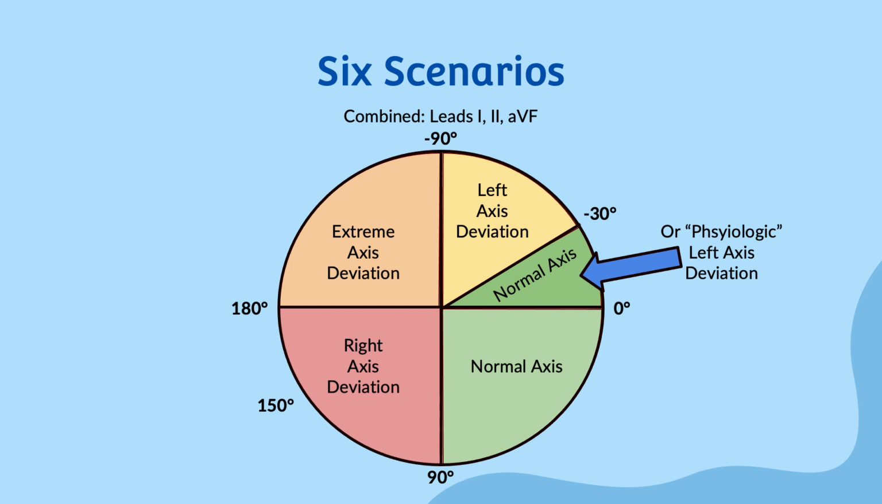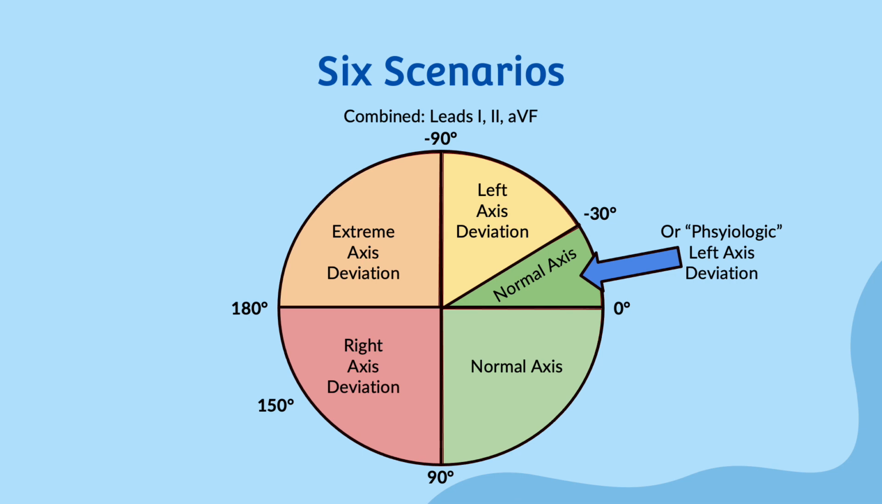In our fourth scenario, lead 1 is negative, so we know that we can rule out the right half of the circle. Lead AVF, however, is positive, which means that we are looking at an area between positive 90 and 180 degrees, which can only be right axis deviation. Lead 2 is either positive or negative in this scenario. A negative deflection in lead 2 would signify greater deviation, as it would indicate that the axis was between 150 and 180 degrees rather than between 90 and 150 degrees.